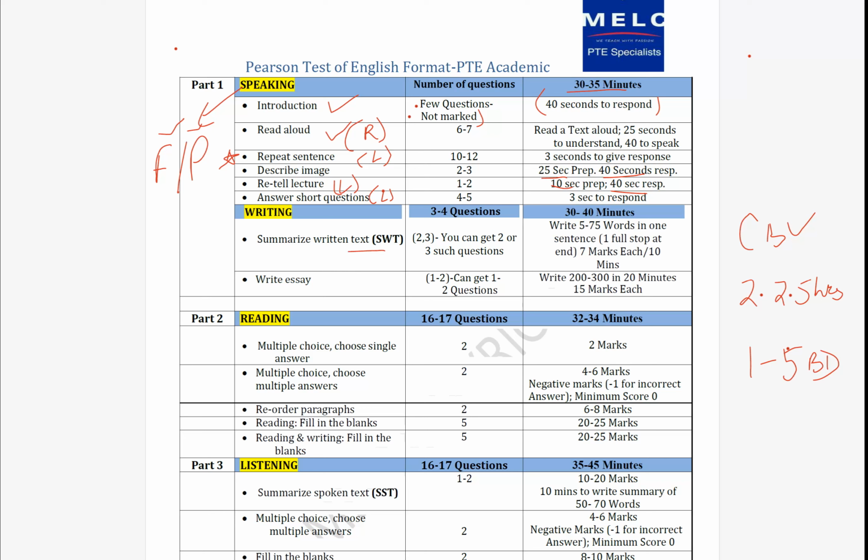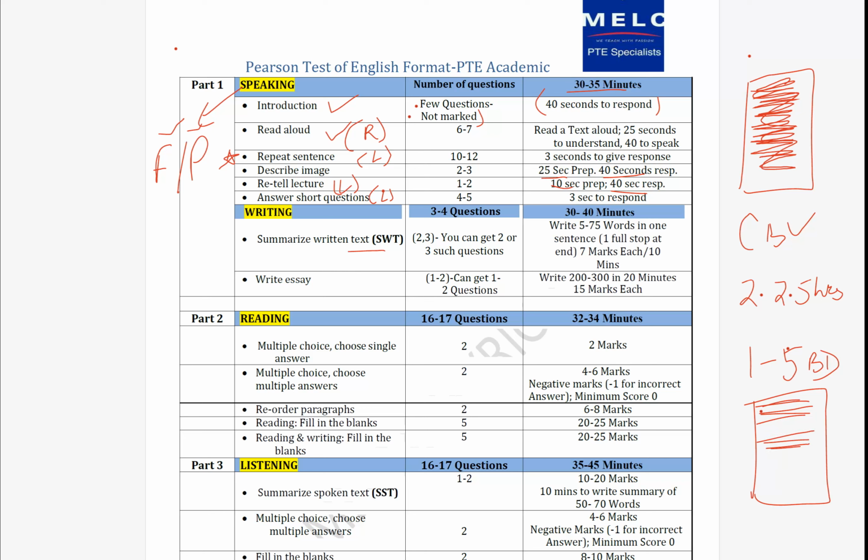There is usually a big paragraph in front of you, or it can be multiple paragraphs looking as one passage. It can be a big passage without any separate paragraphs like this, or it can be multiple paragraphs like this. What you're supposed to do is summarize this whole thing into one particular sentence. One sentence means it has only one full stop, and the word limit is 5 to 75 words, and you get 10 minutes for this task. You must finish this in 10 minutes.